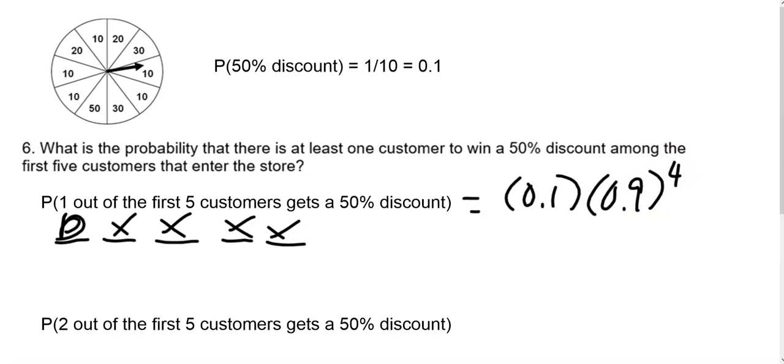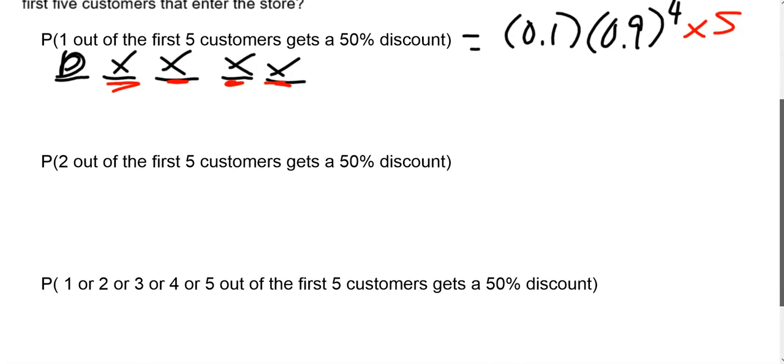But you probably realize just from the way I drew this that that discount could have been the second person that came in, or it could have been the third, or the fourth, or the fifth. So there's actually 5 different ways that I could have gotten 1 out of 5. So I'd have to multiply this by 5 to get the total probability of just getting 1 out of 5 customers that gets the 50% discount.